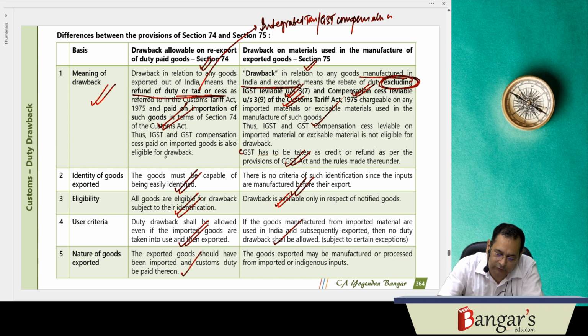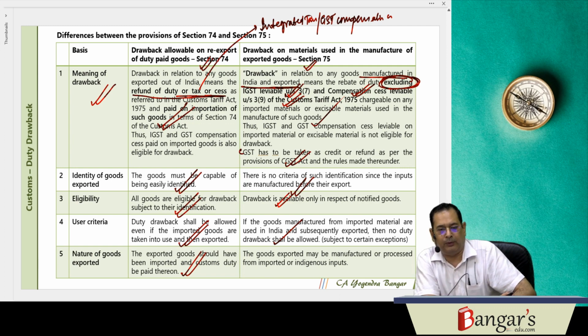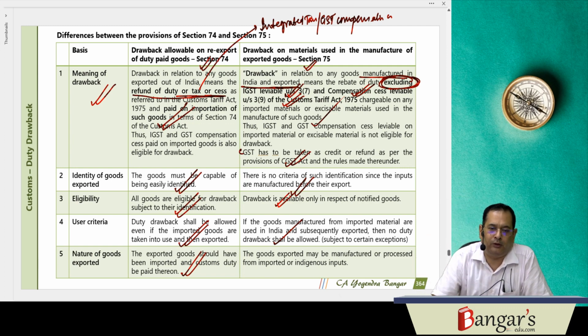Then what is the nature of the goods exported? The exported goods should have been imported and customs duty paid thereon. Here the goods exported may be manufactured or processed from imported as well as indigenous material.